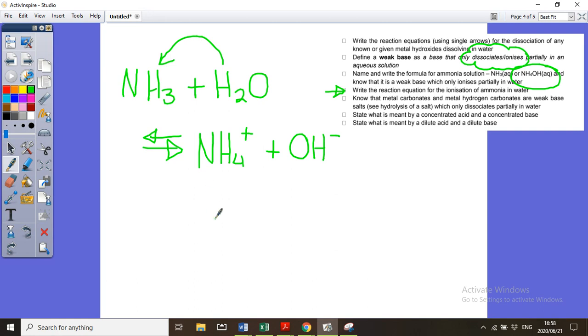Please again know that the Kb value will give you an indication of how strong the base is. So if the Kb value is very high, you know it's a strong base. And also if it's a good conductor of electricity, then you know it's a strong base. Exactly the same as what we did for the acids.